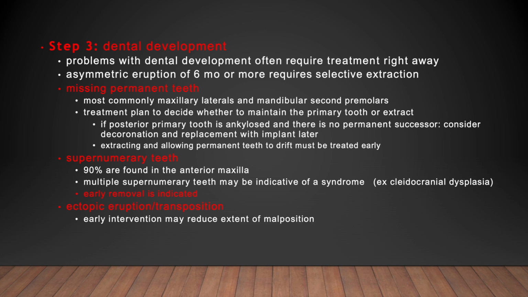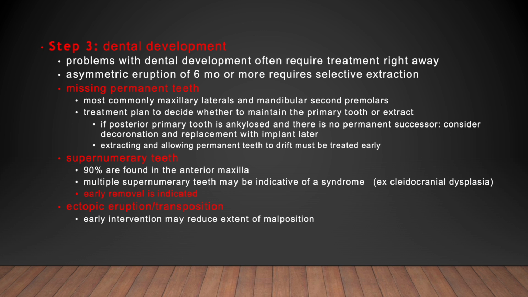Another issue with dental development is when you have supernumerary teeth, and for most of these, early removal is indicated. 90% of these supernumerary teeth are found in the anterior maxilla, in between the upper ones. And cleidocranial dysplasia, the syndrome, is usually associated with multiple supernumerary teeth as well. That's something to note. So remember, cleidocranial dysplasia is associated with supernumerary teeth.